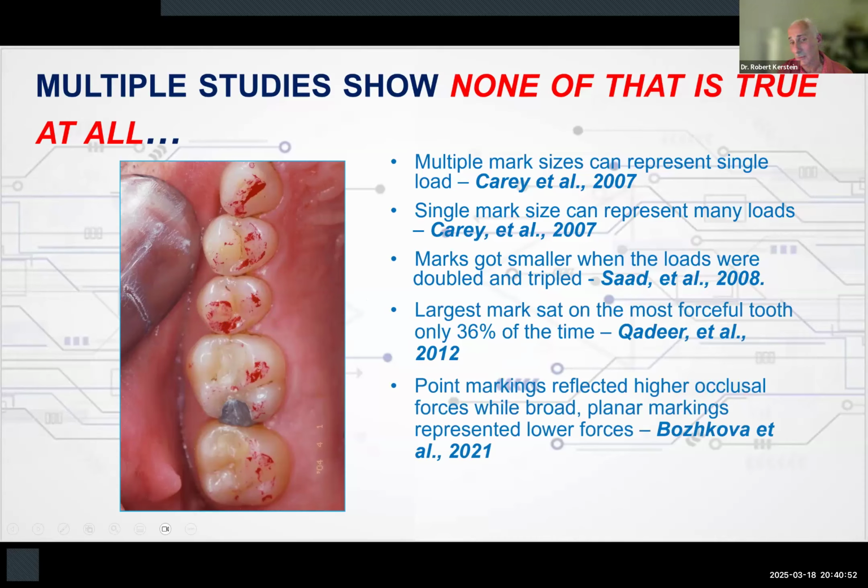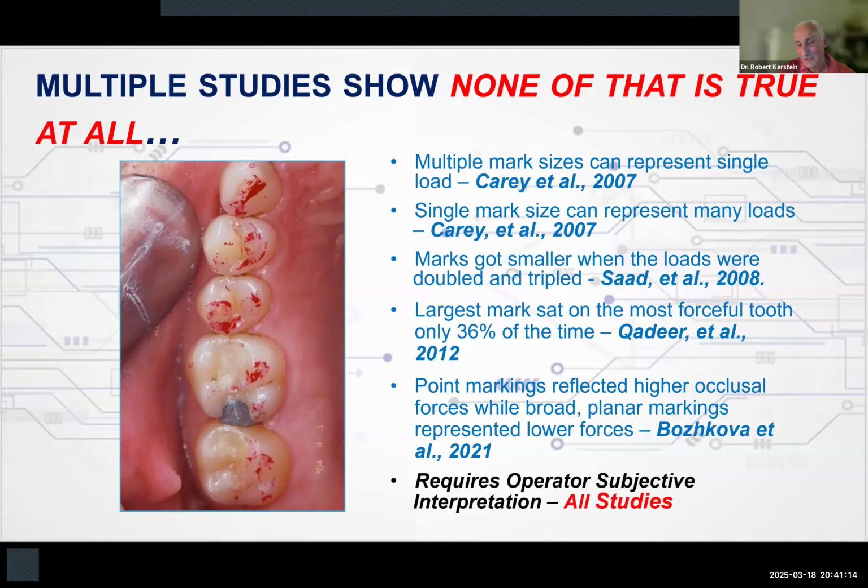This study in 2021 showed that smaller markings or point markings were made from higher forces, while broader and plain markings were made from lower forces, right? And this is just what I showed you with that exposed dentin case, right? The paper marks can't survive when the force is too great. So the paper gets chopped up into smaller and smaller bits at higher and higher forces.